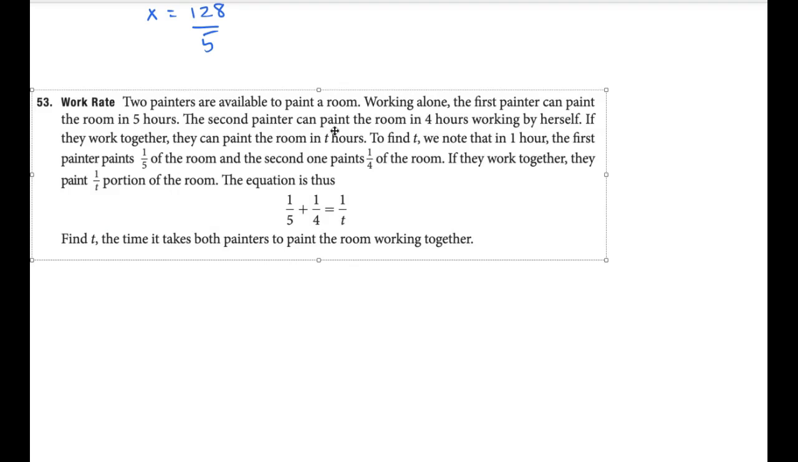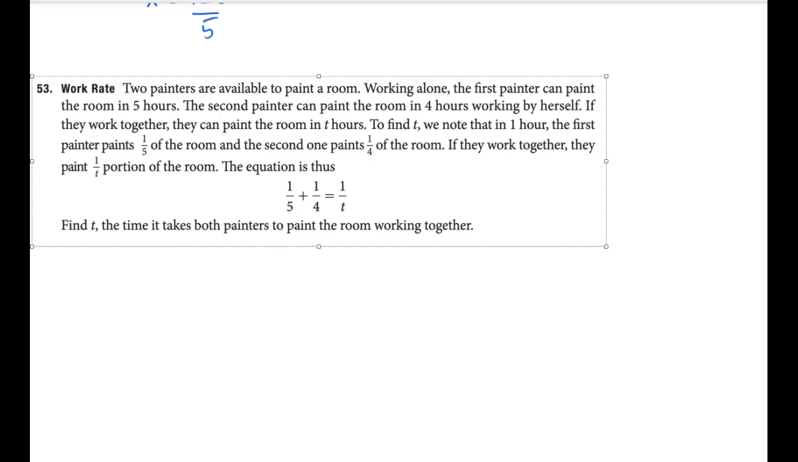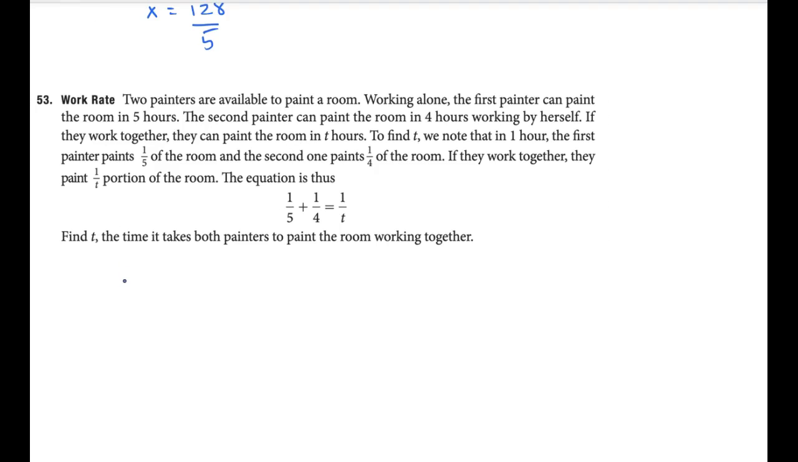So two painters are available to paint a room, and working alone, the first painter can paint a room in 5 hours. So if he can paint a room in 5 hours, that means that in 1 hour, he or she paints 1/5 of the room. And then the second painter can paint the room in 4 hours working by herself. So that means in 1 hour, she can paint 1/4 of the room.